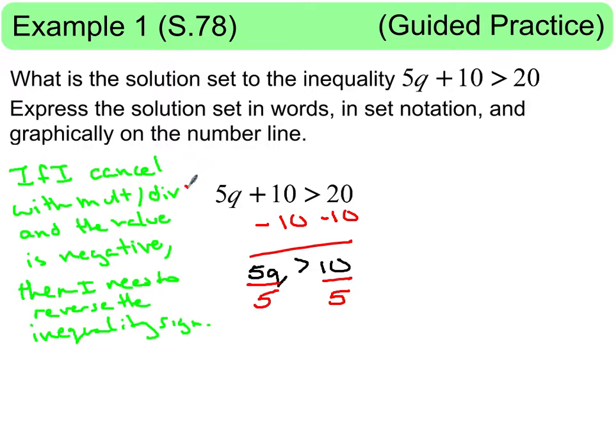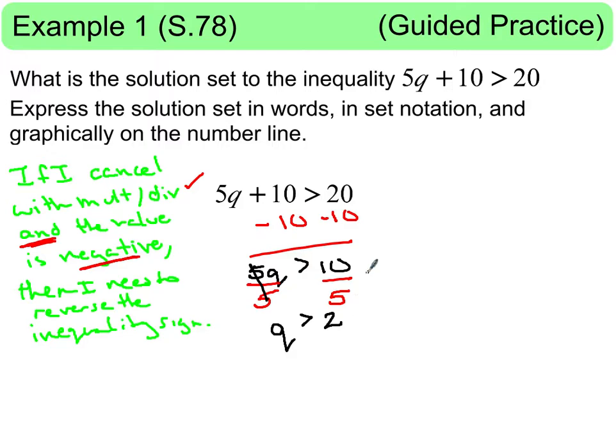So check. And the value is negative. Well, the 5 here is positive. It's not negative. Then I flip the inequality sign, but since it's positive, we will leave it alone. And so I cancel this, and q will remain greater than, we will not reverse the sign, 10 divided by 5, and that will equal 2.